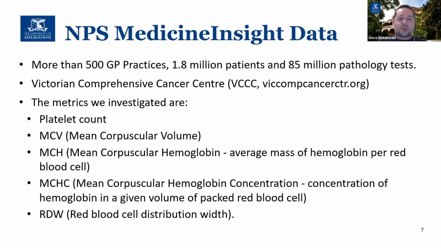To briefly describe, the NPS MedicineInsight data is a data set here in Victoria, which is one of the states in Australia, of more than 500 GP practices, almost just under 2 million patients and more than 85 million pathology records. And it is part of the Victorian Comprehensive Cancer Centre, which are our collaborators here at the University of Melbourne. And the metrics we'll be investigating and trying to see if they are associated with cancer are platelet count, the mean corpuscular volume, mean corpuscular hemoglobin and hemoglobin concentration, as well as the red blood cell distribution width.